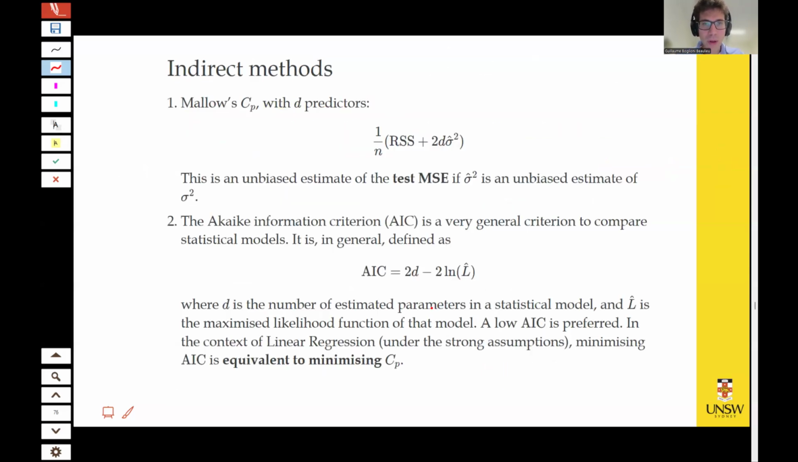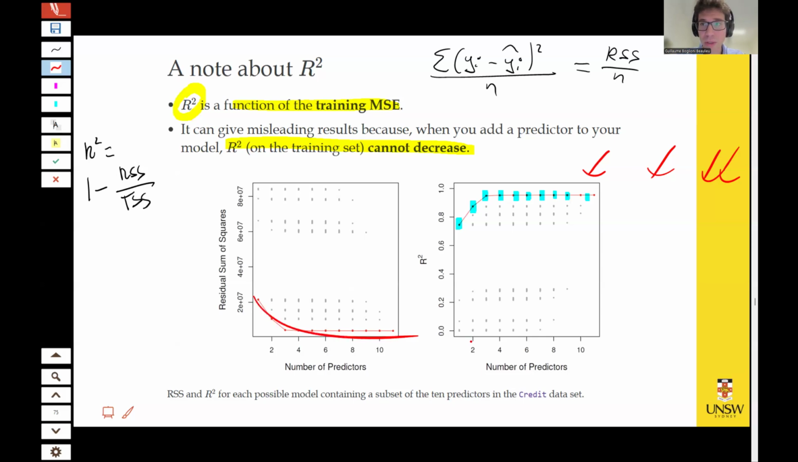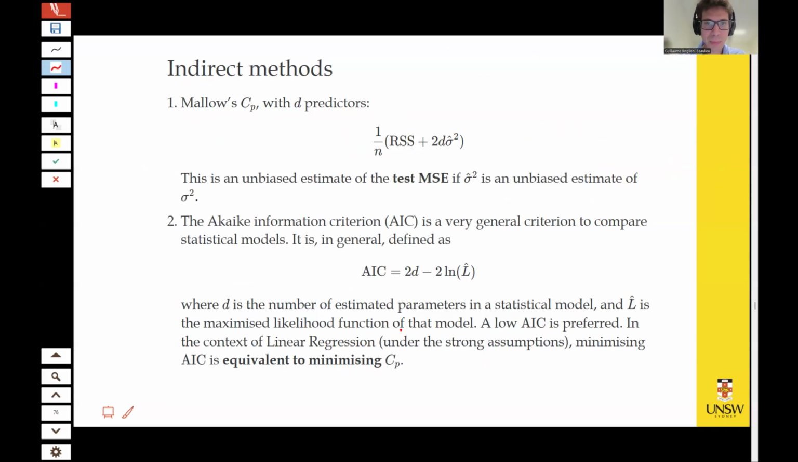So here, those methods, called indirect methods, are modified metrics of the RSS that try to correct for this behavior, that the RSS will not increase as you add more and more variables in the model. And in general, we don't want a whole bunch of variables in our model that don't explain anything. We like parsimonious models that have fewer variables that explain most of the variability in the response.